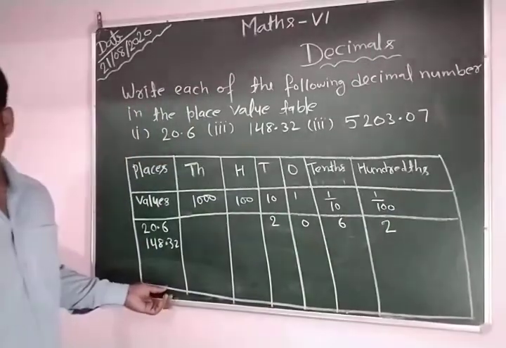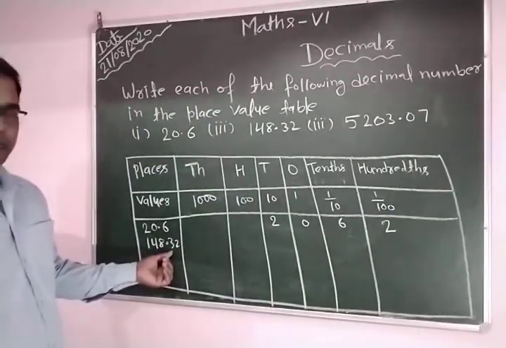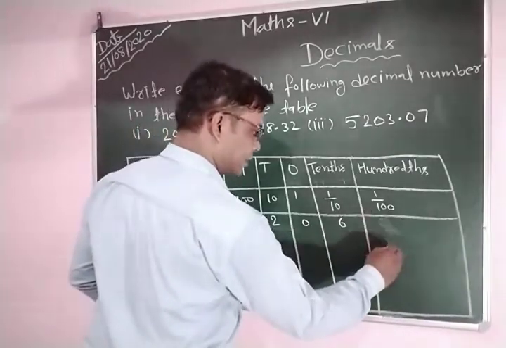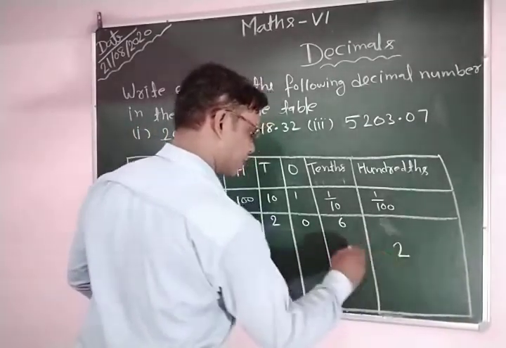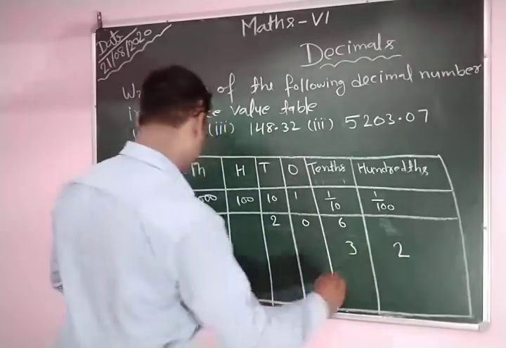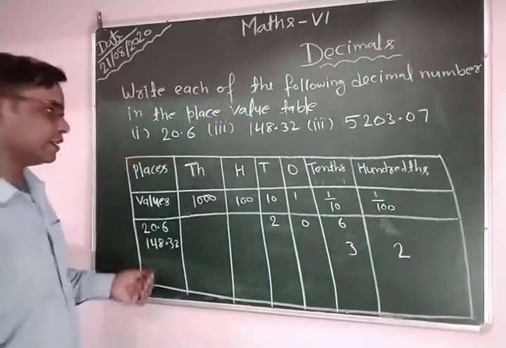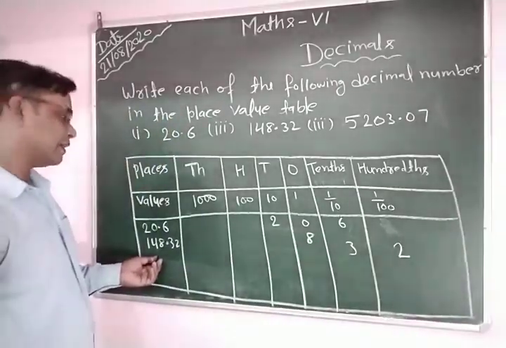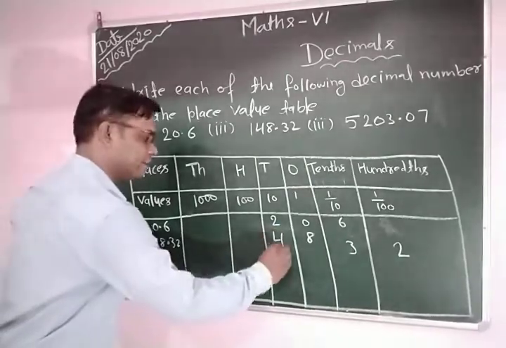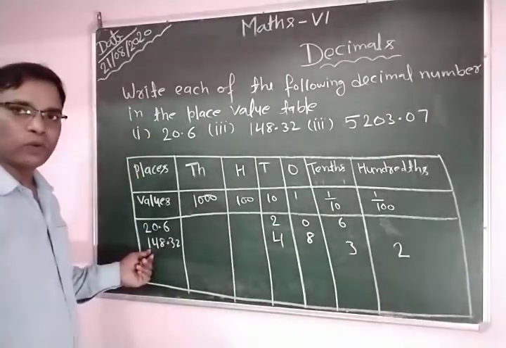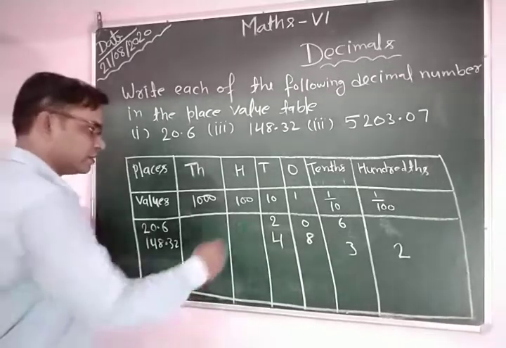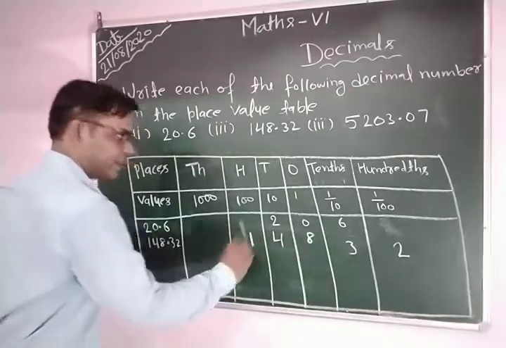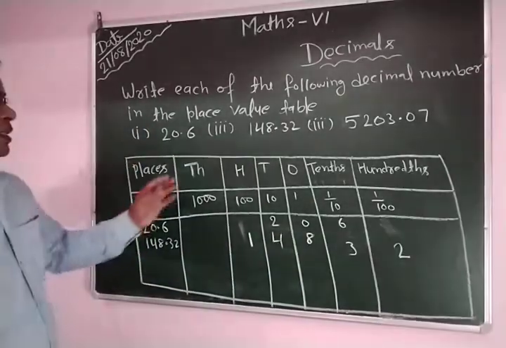After this, this is 3. 3 is in the tenths place. So here 2, this is 3, and the ones place is 8, so write 8 here, and the tens place is 4, so write 4 here, and the hundreds place is 1, so write 1 here. Clear?